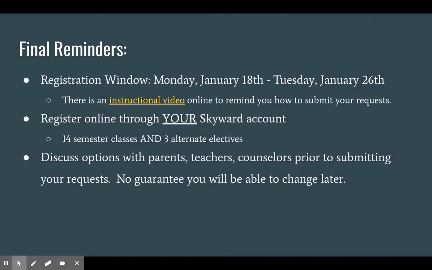Don't forget that the registration window opens on Monday the 18th. There will be an instructional video in which you can learn how to do the registration, although most of you know it is done through your Skyward account and how to select your courses. Again, you'll be choosing 14 semester courses and 3 alternative electives. So don't forget, a year-long course is considered 2 semester courses. Now is the time to make those discussions and make sure that you're asking those good questions versus trying to make a change down the road. We just can't guarantee that. So we really encourage you to do that now.